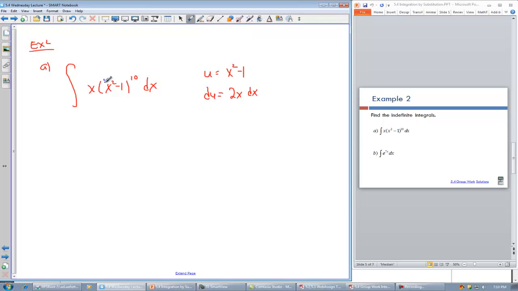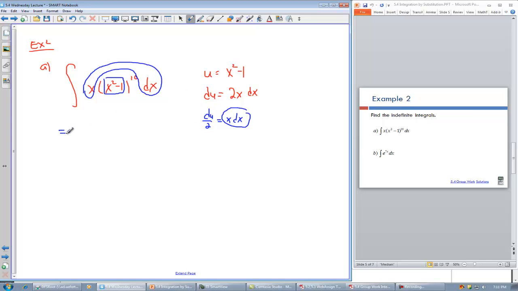So here's my u, but I have a problem. Here I just have x times dx, and I do not have the 2x dx. But it's really not that big a deal because I can get rid of this 2. I can move it over. How can I move it over? Well, I'm multiplying, so I just divide. So du over 2 is equal to x dx. Now I can just plug this in, du over 2 for the x dx.